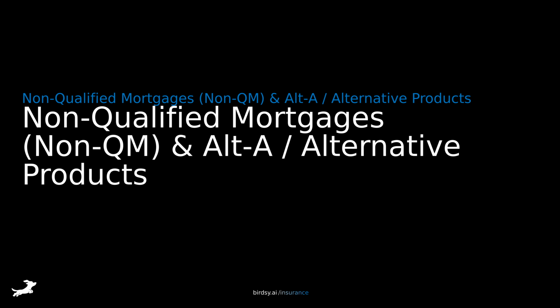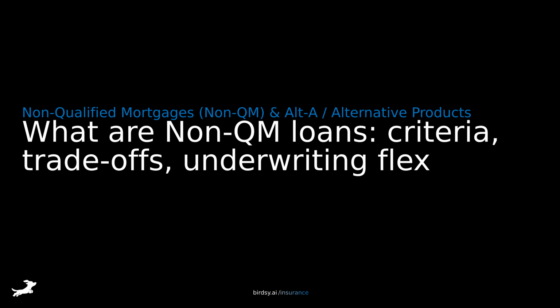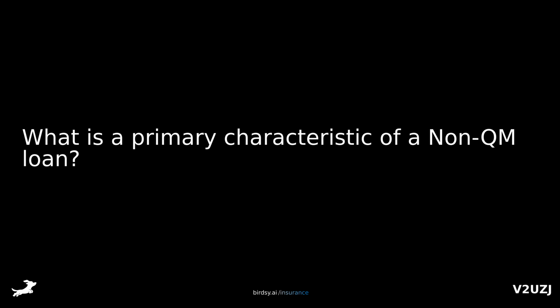Non-qualified mortgages and Alt-A, alternative products. What are non-QM loans? Criteria, trade-offs, underwriting flex. What is a primary characteristic of a non-QM loan?